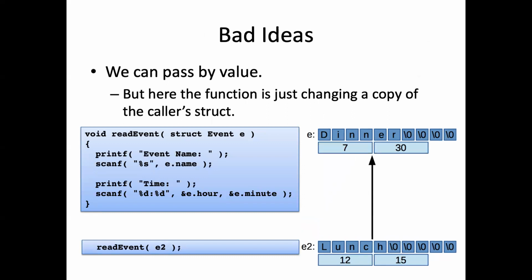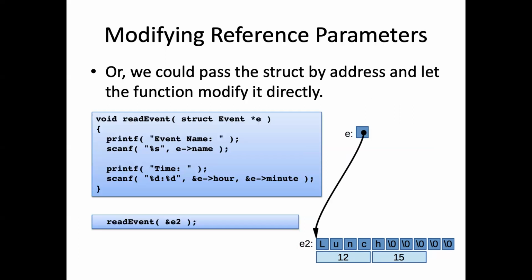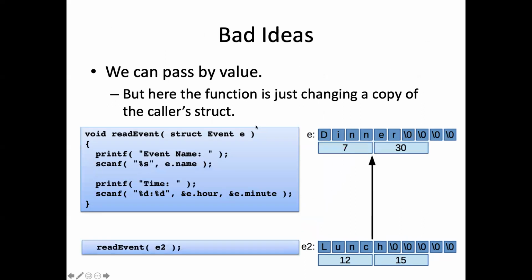like what I'm doing here. You could implement read event like this. This version is almost the same as the previous version, just instead of passing a pointer to an event, how about if I pass it by value? Up here in the caller, I call read event and I give them the event I want them to fill in. But when I define the function, I take that event by value, which means I'm really getting a copy of the event. If I go in and change the name field and the hour and minute fields, I'm really changing those in my copy of the event. And when I return, that copy is going to go away.